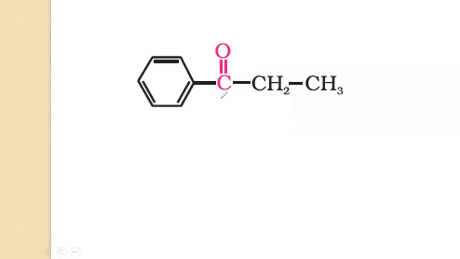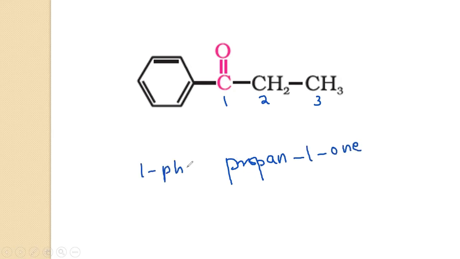Here, we look at the carbon chain. So 1, 2, 3. So this is propanone, and the double bond O is present on the first carbon. We also have a benzene ring on the first carbon. So this would be propan-1-one with a phenyl substituent. A benzene ring, when it comes as a substituent, is called phenyl. So we say 1-phenylpropan-1-one is the name of this compound.